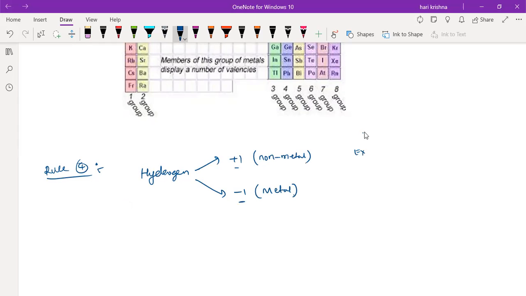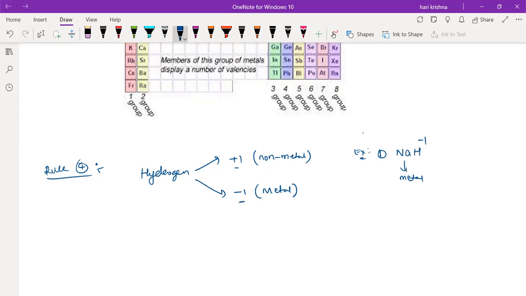Like if you take examples, sodium hydride. If you take sodium hydride, what will it show? Na will show always +1 only, right? And sodium is a metal. So whenever the hydrogen is combining with the metals, it will show the charge of -1. Clear?